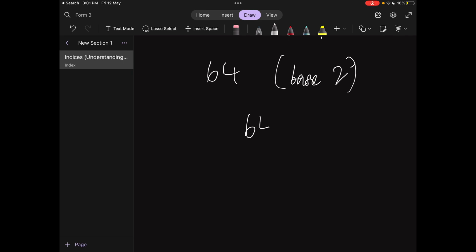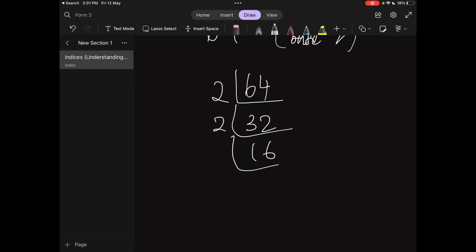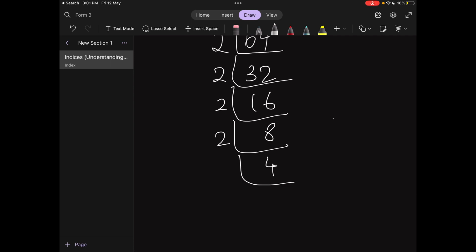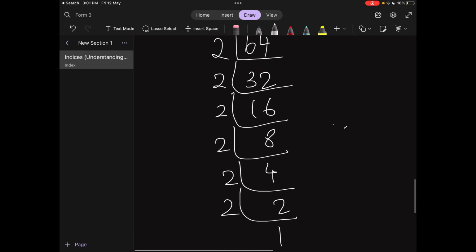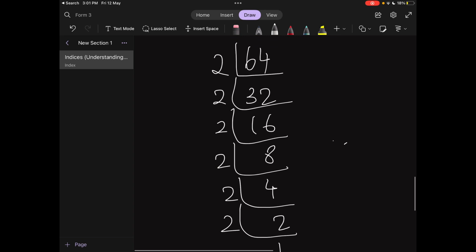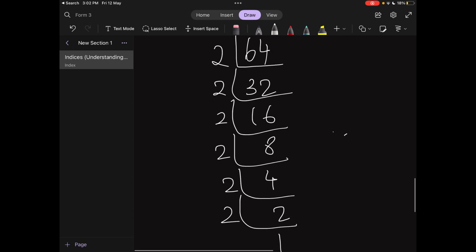64 divided by 2, we get 32. Then 32 divided by 2, we get 16. Then 16 divided by 2, we get 8. Then 8 divided by 2, we get 4. And 4 divided by 2, we get 2. And 2 divided by 2, we get 1. I know it's quite a tedious process, it's a long one, but don't worry, bear with me and trust me, these are the easier parts of this topic.